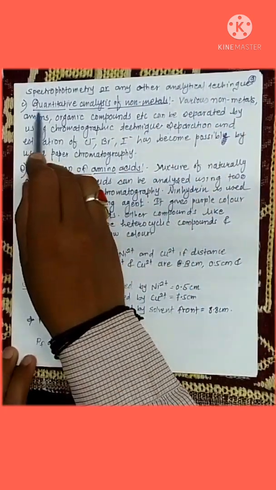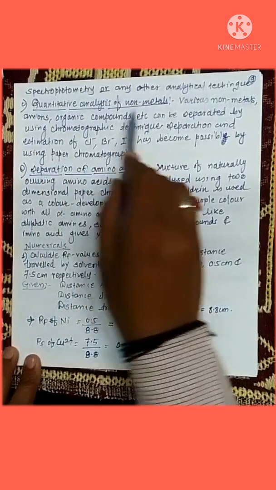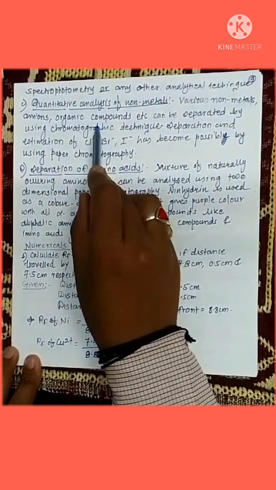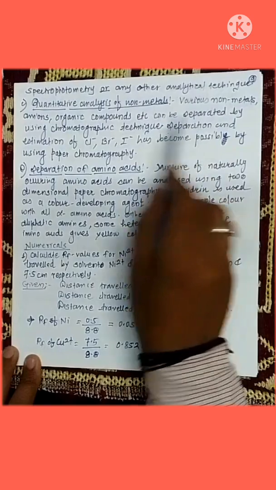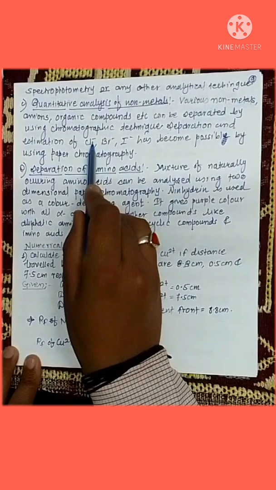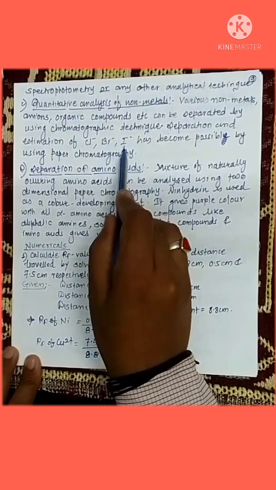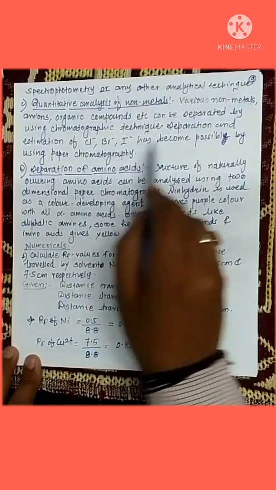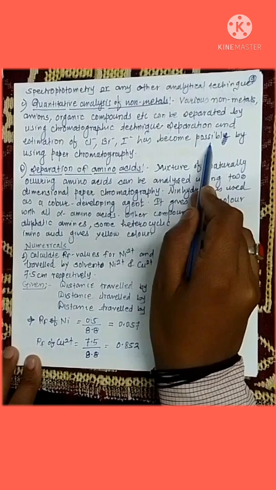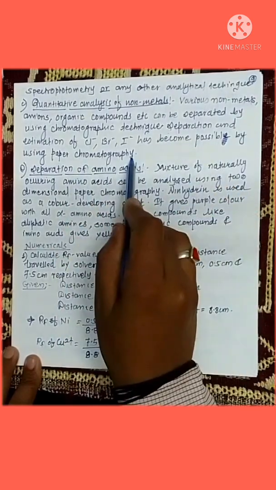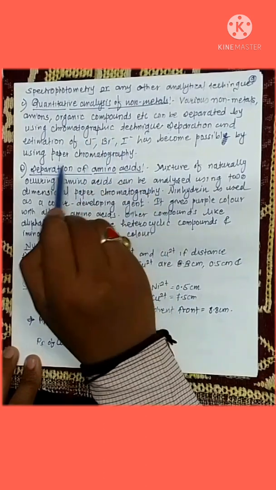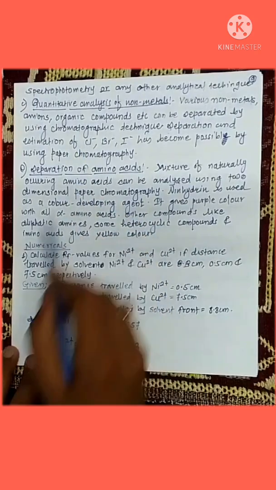Paper chromatography can also be used in quantitative analysis of nonmetals. Various nonmetals, anions, organic compounds etc. can be separated by using the chromatographic technique. Separation and estimation of chloride ion, bromide ion, iodide ion has become possible by using paper chromatography. So basically we can estimate Cl minus, Br minus and I minus with the help of paper chromatography.